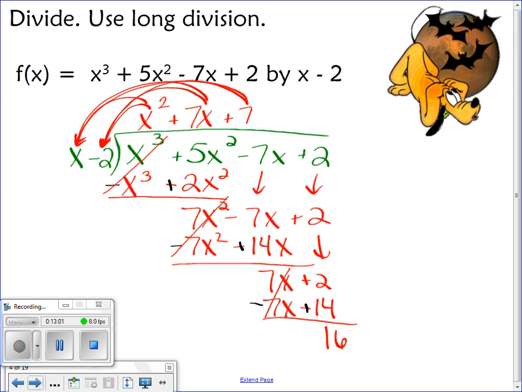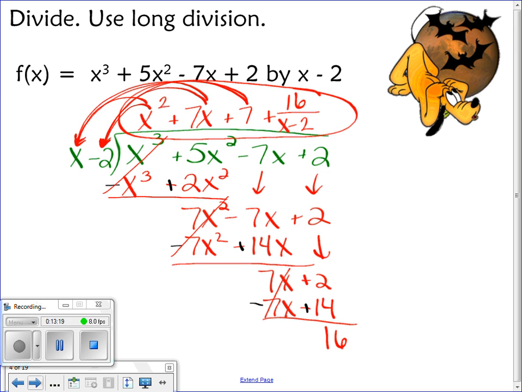No. Always double check. Sometimes you think you're done and you actually kind of go one more time around. But I can't multiply x to make just 16. So I am done. So what do we do with our remainders? It'd be plus 16 over x minus 2.